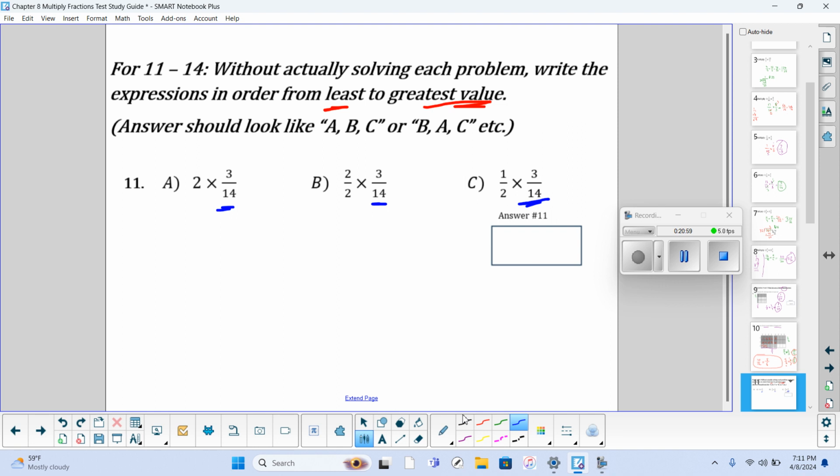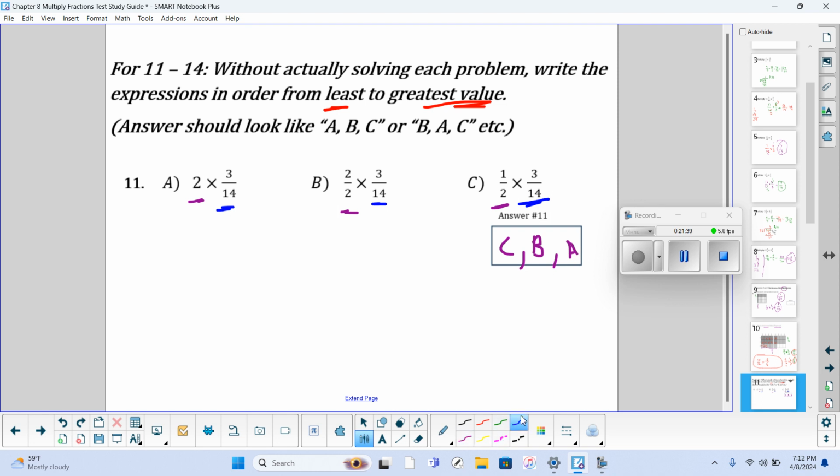All right, but this one, let's underline in purple, is being multiplied by 2. This one's being multiplied by 2 over 2, which is 1. And this is multiplying by 1/2. So if you think about it, if I just ignore these 3/14, what am I multiplying by? Well, here I'm multiplying by a number less than 1, so that's the smallest. Here I'm multiplying by just 1, so that's next biggest. And here I'm multiplying by 2, which is bigger than 1, so that is the largest. So it's C, then B, then A.